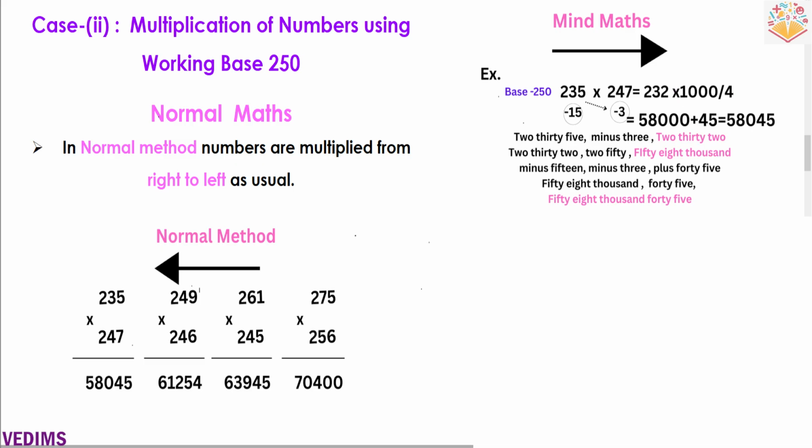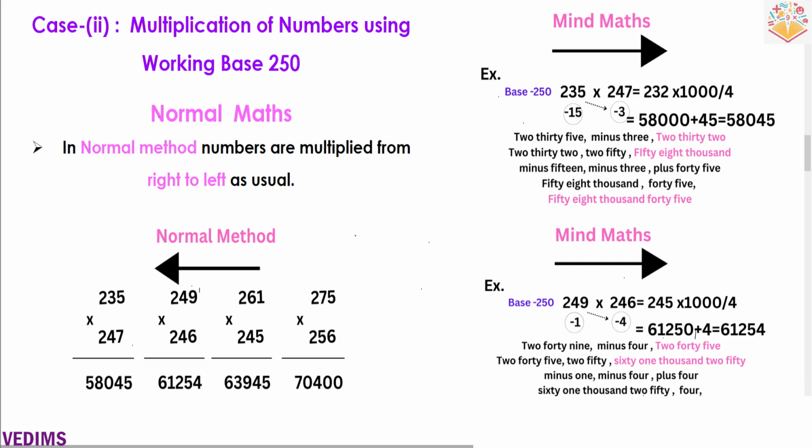First of all, multiply 232 by 4. Divide it. You get 4 5s are 20, 4 8s are 32. Put 3 zeros, 58,000. Now multiply the deficit numbers, minus into minus is plus, 15 3s are 45. 58,045.